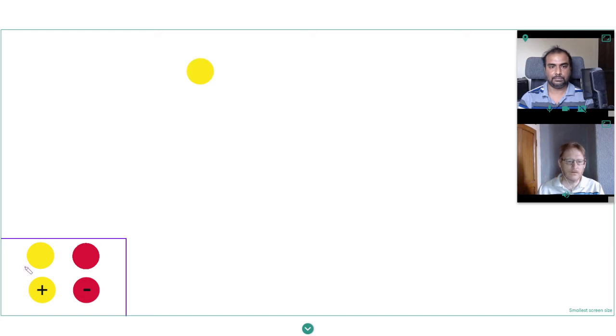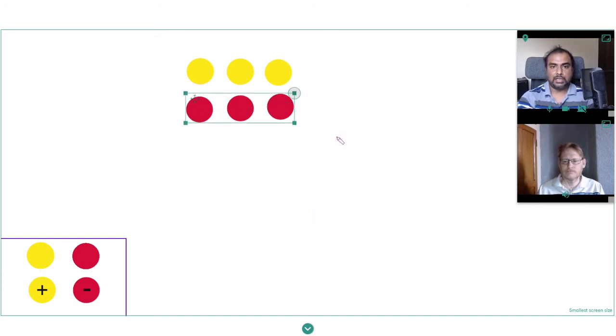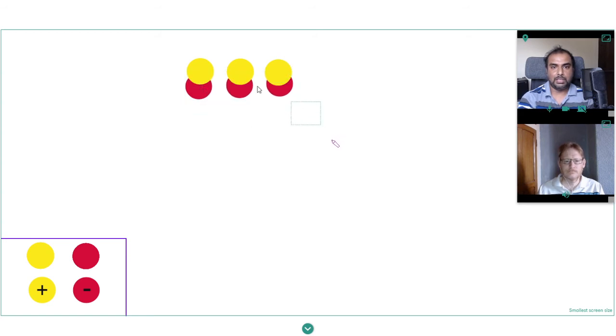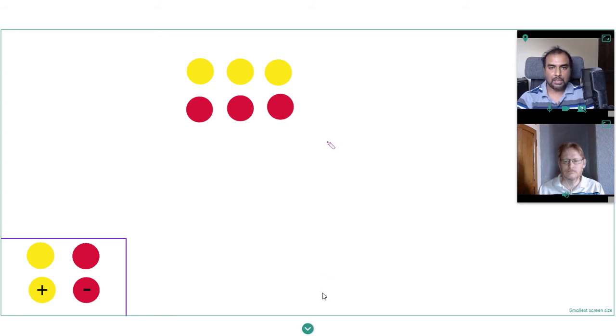Okay, so 1, 2, 3 pluses, and was it 3 minuses as well? Yeah. 1, 2, 3. So these are 0 pairs, so we could merge these and make them disappear, et cetera. So in chemistry, we could model these pluses as protons and these as electrons.